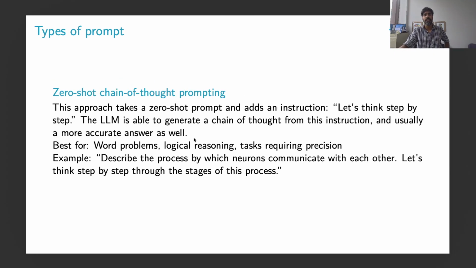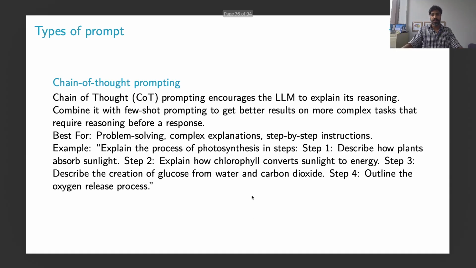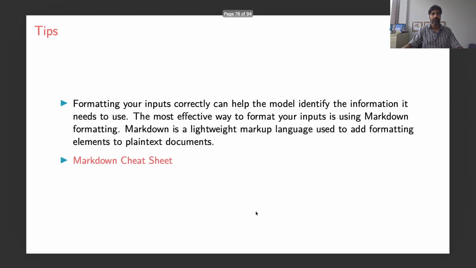Zero-shot chain of thought prompting. This takes a zero-shot prompt and adds an instruction. So let's think step by step. The LLM is able to generate a chain of thought from this instruction and usually a more accurate answer as well. So it's best for word problems, logical reasoning, tasks requiring precision. So describe the process by which neurons communicate with each other. Let's think step by step through the stages of this process. So this gives you the actual chain of thought with the LLM, and then maybe you could use that to engage in chain of thought prompting.